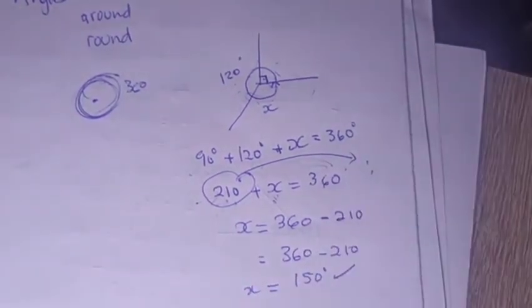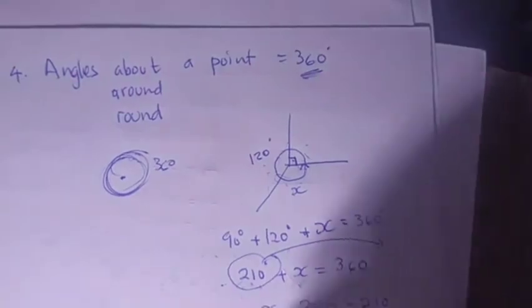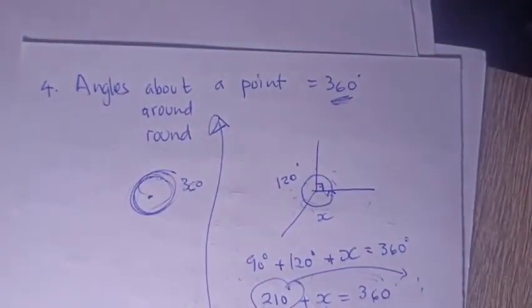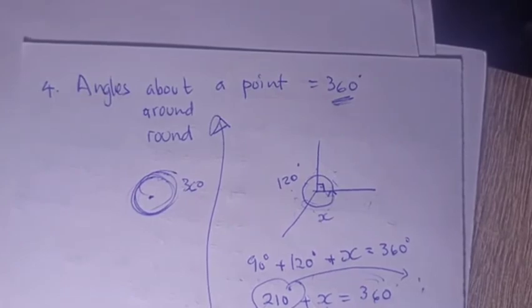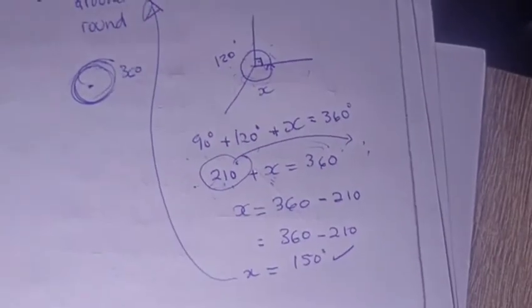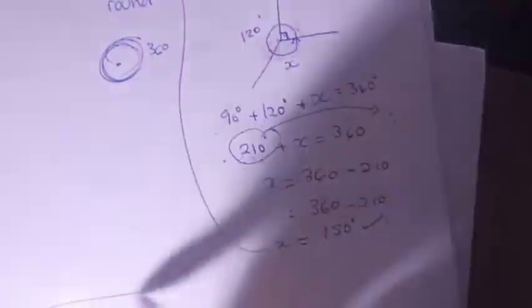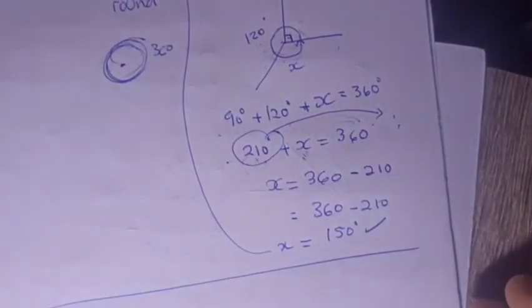Can you see? What will be the reason? The reason will be right there: angles around a point equals 360. Angles about a point or angles around a point, it's just English there, it doesn't really matter. Then there you go. So those are the 4 rules of straight lines. So if we use a question, you have to use one of those things.